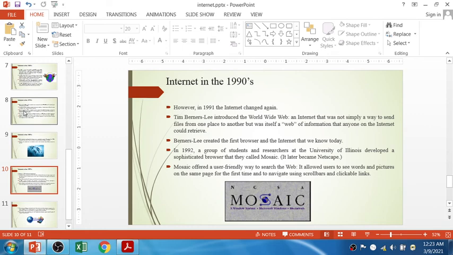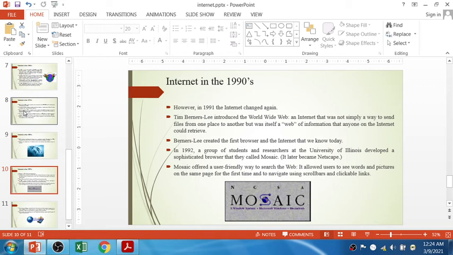In the 1990s, the internet changed again. Tim Berners-Lee introduced the World Wide Web, an internet that was not simply a way to send a file from one place to another, but was itself a web of information that anyone on the internet could retrieve. Berners-Lee created the first browser and the internet that we know today.